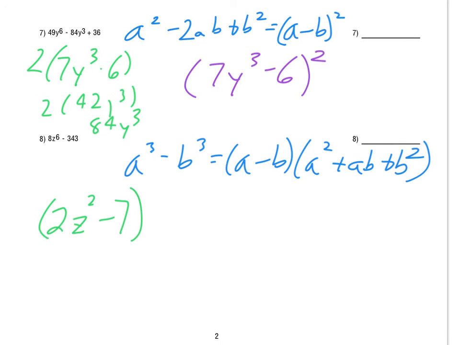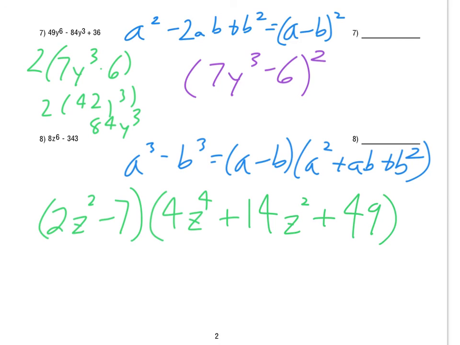And again, the nice thing about this pattern is that the 2z squared minus 7, that really holds my base units for my trinomial. So the first term in my trinomial, I square the 2z squared. So that gives me a 4z to the 4th. The second term in my trinomial is just the product of these two terms together. So I'd have a 14z squared. And then the last term is just squaring the 7, so 49. And so that's the factored form for that.